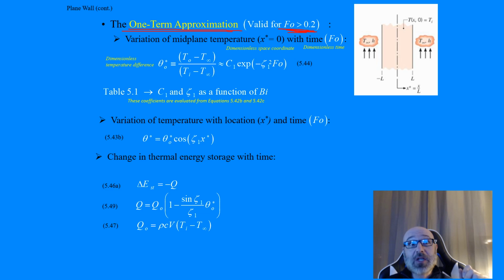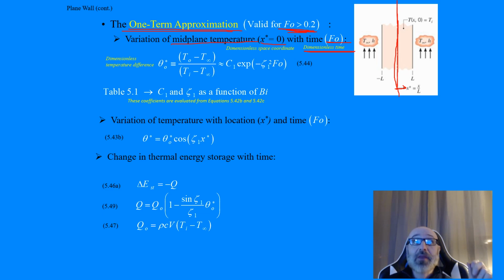We see the variation of our midplane temperature right here. And again, we go over here, what is our midplane? This is our midplane right there. So this is when x star is equal to 0, going right up that there. So you can see that's our x value going over here. So when this is equal to 0, we're at that midplane, and with a time of our dimensionless time, our Fourier number. Again, we go back to our previous slide, and we can see that this Fourier number is our dimensionless time.